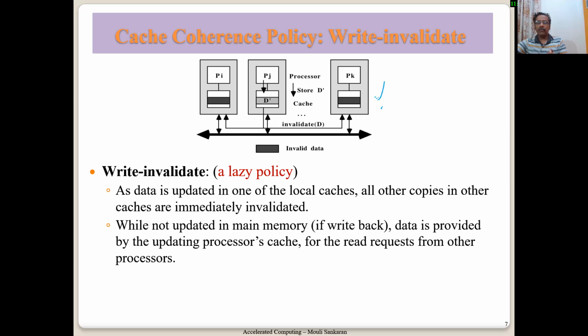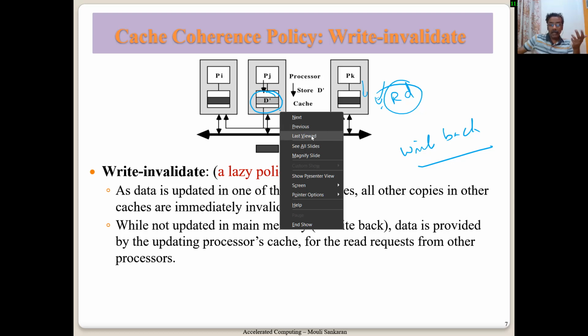But what if one core wants to read from it? Now, if a write back policy is in place, that means main memory does not have the updated data. One of the processors is owning it, and it has the information. So if any read request comes from another core for the same block, the main memory cannot provide it, but only the processor which is owning it can.